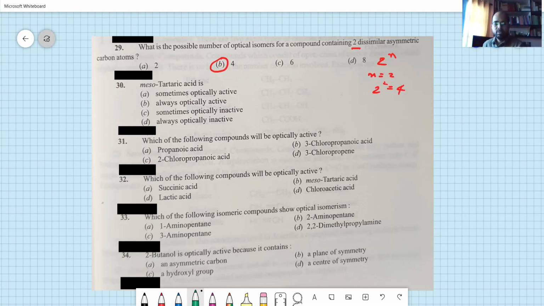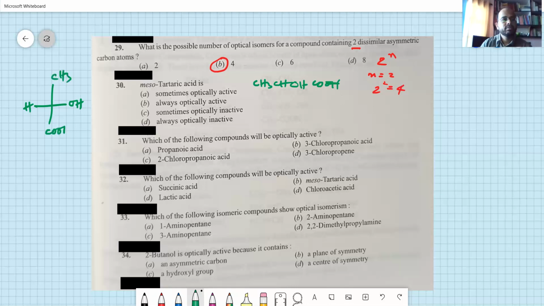Now the next question, number 30: meso tartaric acid is sometimes optically active, always optically active, sometimes optically inactive, or always optically inactive. What will that be? I think I told you to write the tartaric acid formula, CH3 CHOH COOH. This is the formula of tartaric acid. So here you will have OH on the right side, H on the left side.